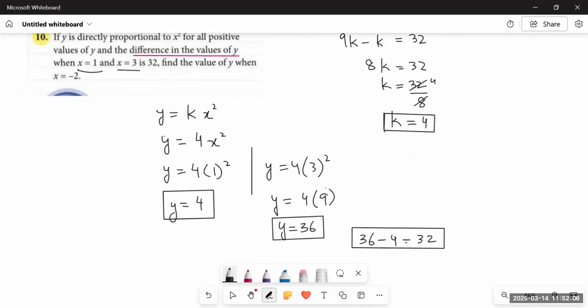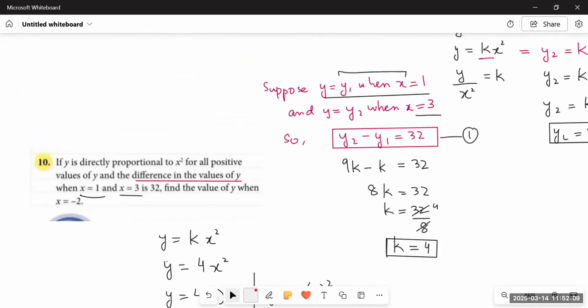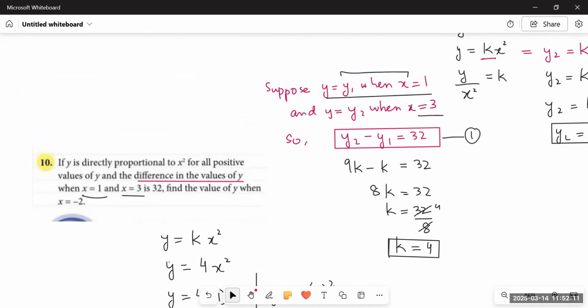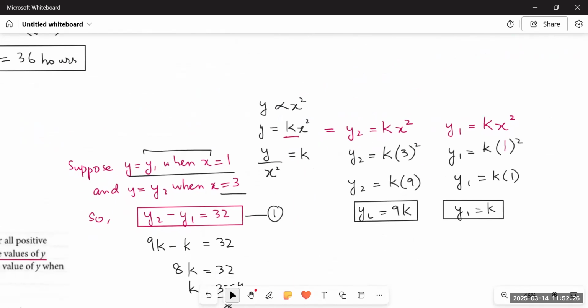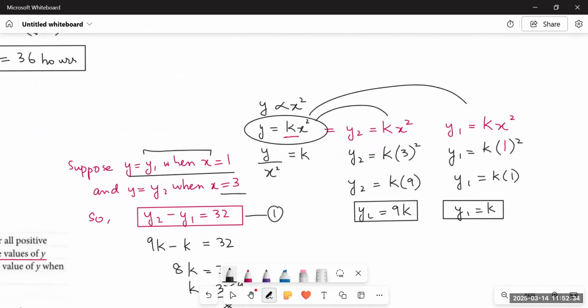So what we did, let me repeat, is that first we supposed that when the value of x is equals to 1, the value of y would be y1, and when the value of x is 3, the value of y would be y2. After that, we used the equation y is equals to kx square. From here, we substituted the values in these equations as y2 is equals to kx square, y1 is equals to kx square.